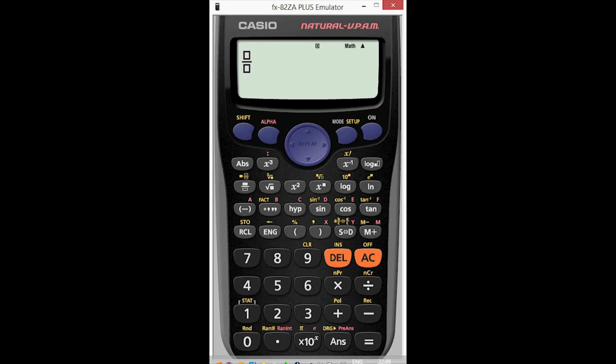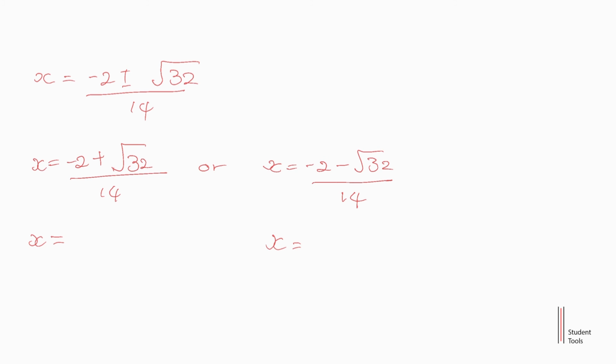Okay, so we have -2 plus the square root of 32. All this is over 14. So we get an answer which looks like that. If we change that into decimal, we get 0.261, but our answer is supposed to be in 2 decimal places as the question has instructed us. So to 2 decimal places, that is 0.26.